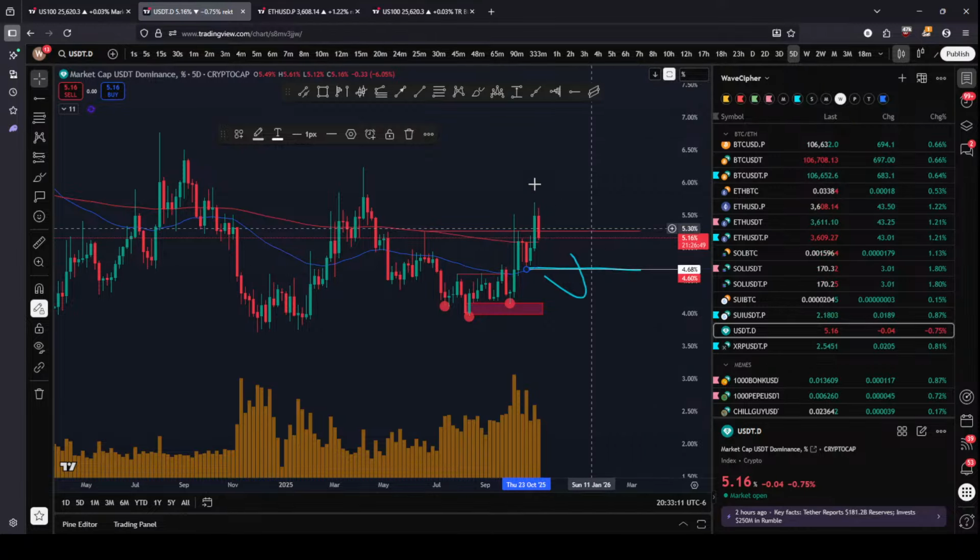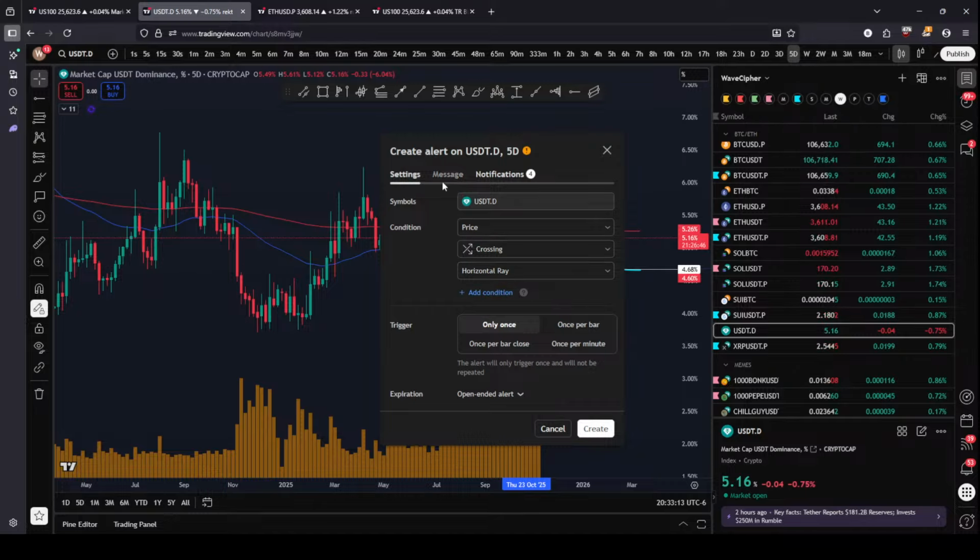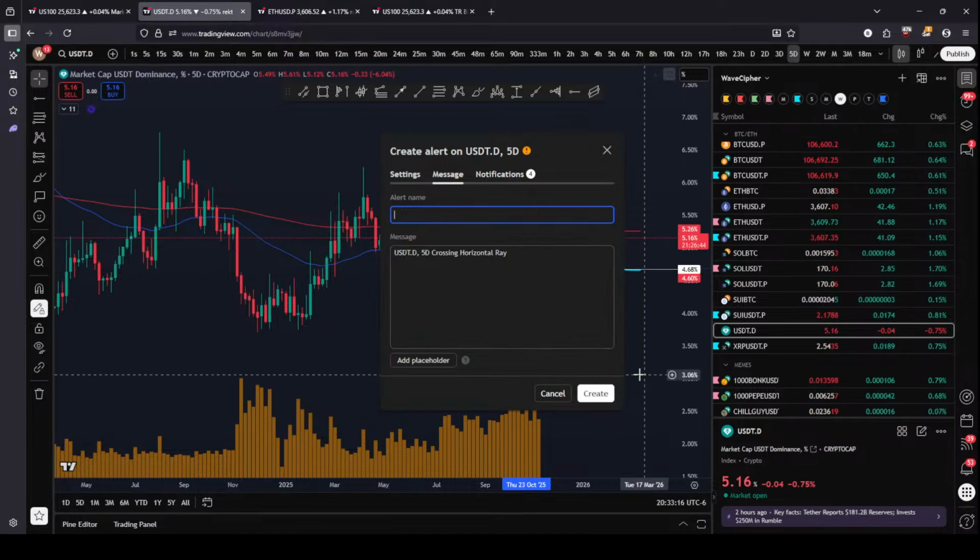Okay, Bitcoin's recovering nicely off that weekly rejection. It's got to push through though, guys. It's got to push through. Let's see. 5 day bear break.